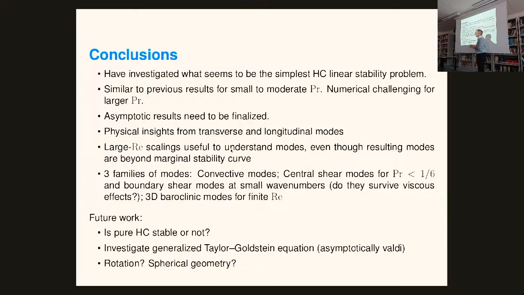And then what I didn't discuss, there are also 3D baroclinic modes. There are modes that have to have the horizontal buoyancy gradient as well as the vertical shear. And those are similar to modes that have been seen in previous papers in the last couple of years. Now, so one question is pure horizontal convection stable. What about this Taylor-Goldstein equation? Now, if you're feeling very enthusiastic, you can add rotation. That's actually, you can add to the basic state. All right, so I'll skip. I think I'm going to stop here. I'm sorry, I slightly had to compress the end of it, but I'm happy to take questions.